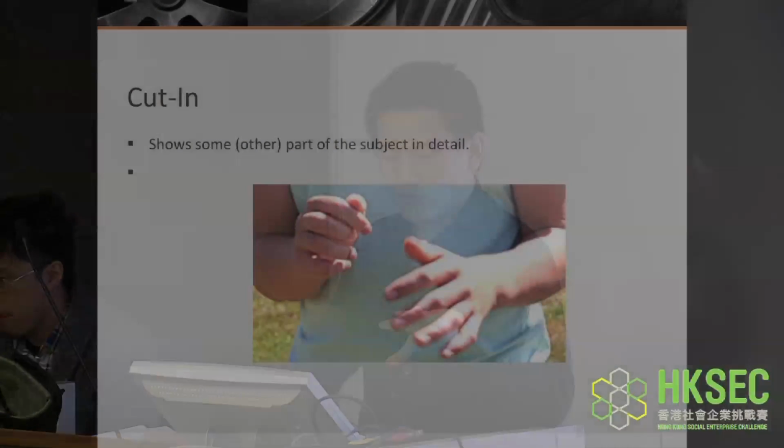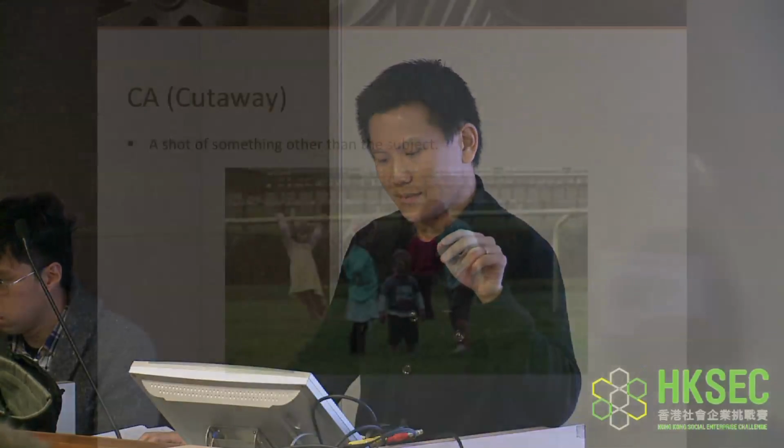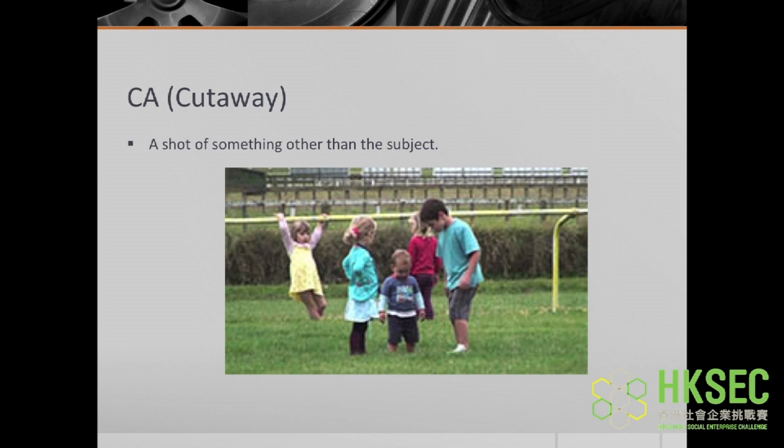The cut-in is very easy to forget to shoot when we're shooting video outside, even for professionals. The cut-in is very important, because you cannot use the same shot size to cut together. And the cut-away: you shoot something related to the subjects or objects. It is very good for building up the atmosphere for the whole video.